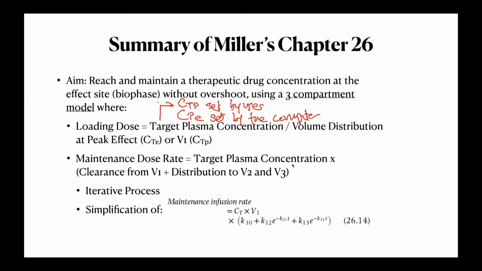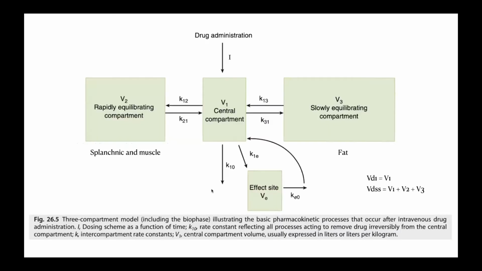So the target plasma concentration multiplied by the clearance from V1 plus the distribution to V2 and V3 would equal your maintenance dose rate. And that is an iterative process, which means that it gets calculated multiple times a minute. Quite simply, this is a three-compartment model. And just to summarize, this is the drug, and I is the input of the drug into the central compartment.